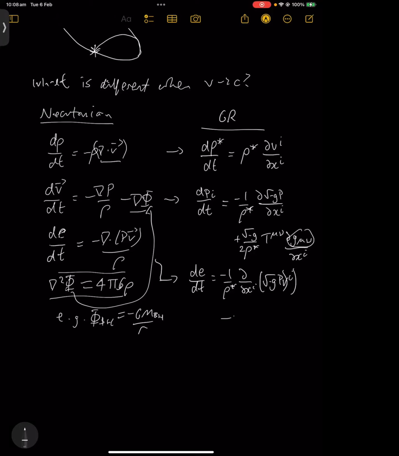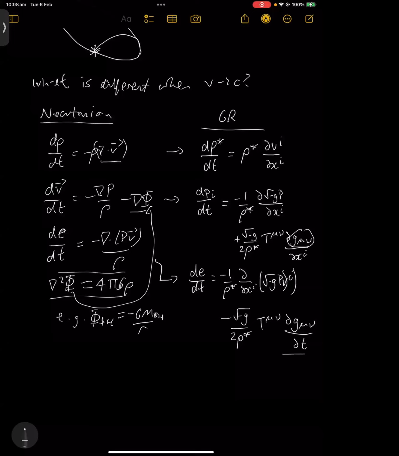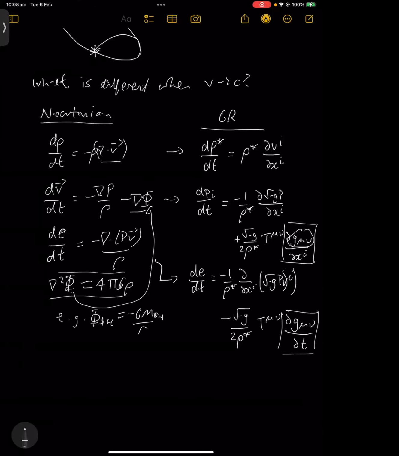And then you have a minus sign, but the same kind of term as you had in the momentum equation. But obviously this is a term that could become important if the metric is time dependent. So if the metric is time dependent, that would change the energy of the fluid, and that comes in as a dg mu nu dt term, where you had a g mu nu dxi term in the momentum.